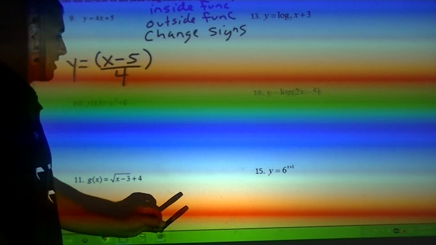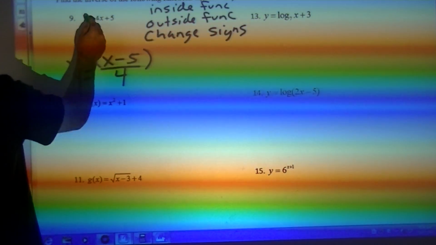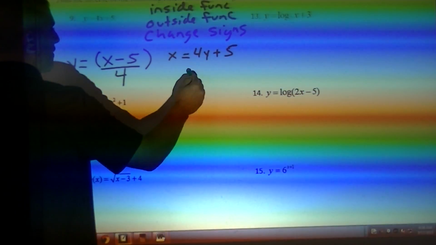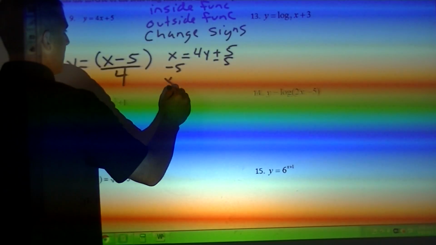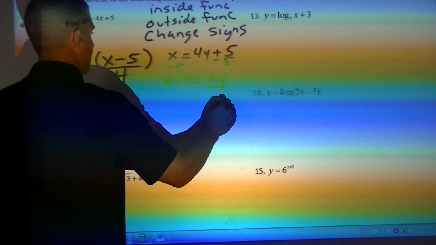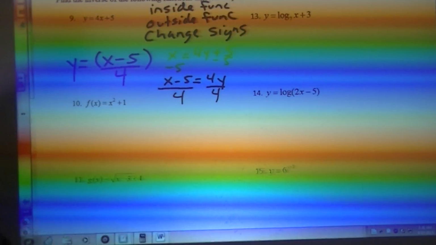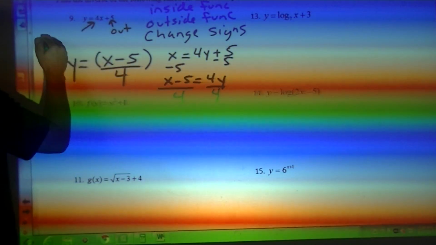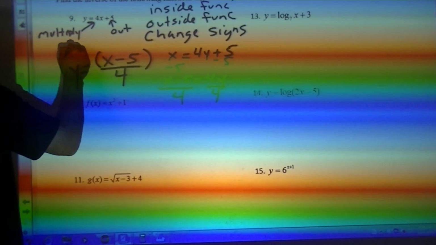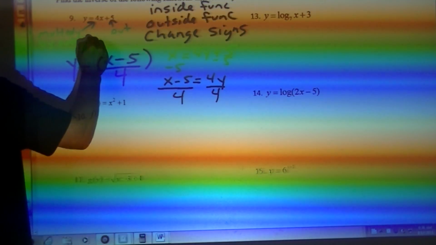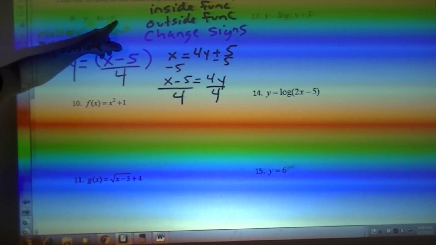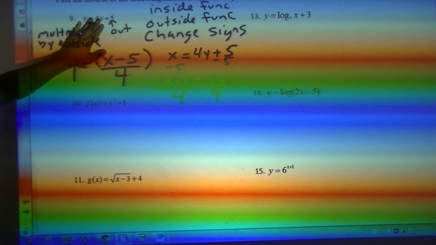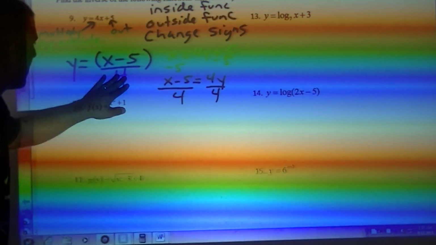For those of you that like the longer algebra way, another way to do it is switching x and y. Solving for y, so I would subtract 5. So that's x minus 5 equals 4y. And then dividing the whole thing by 4. So if you see, it's the same thing. So this is considered outside. This is considered multiply by outside. So the opposites of all of those are 5 now. 5 goes on the inside and changes sign. So now it's inside the parentheses, if you will. 4, instead of being multiplied by 4 on the outside, it's divided by 4 on the inside.